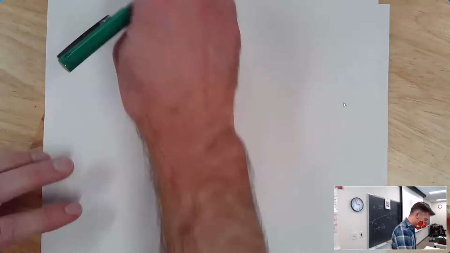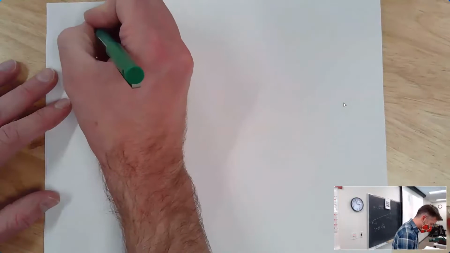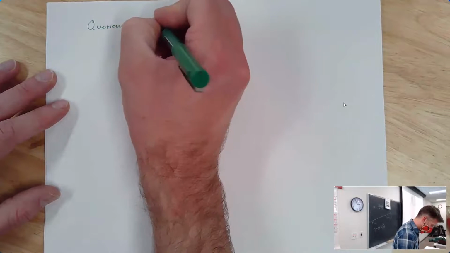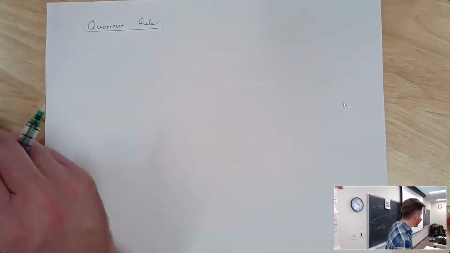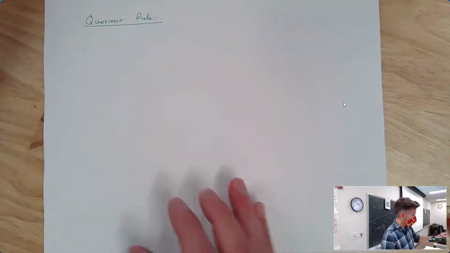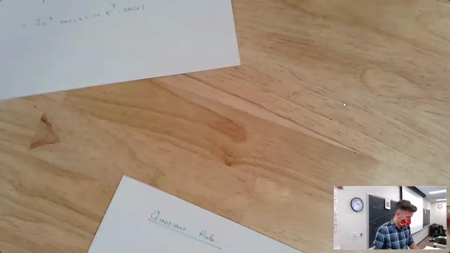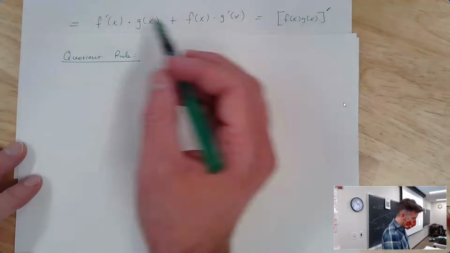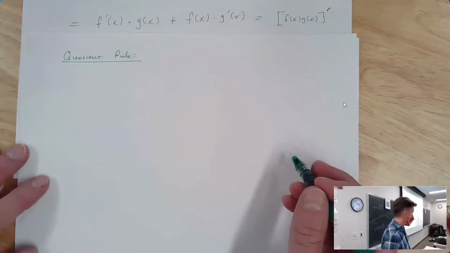So there's also a quotient rule. And the thing I like to think about the quotient rule is it actually looks really, really similar in some ways to the product rule. So let's keep the product rule up here for just a second. The derivative of f times g is f prime g plus f g prime. Here's the quotient rule.